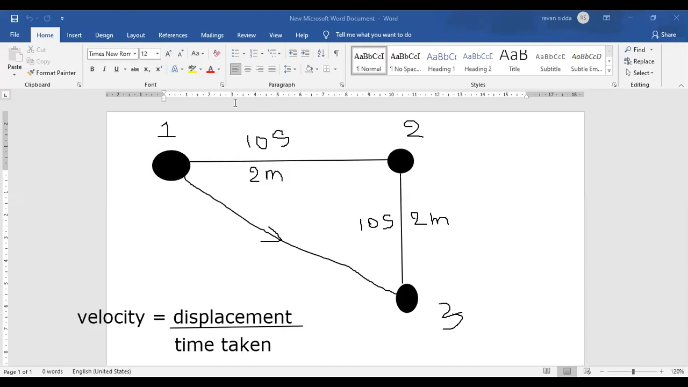Displacement per time, in the sense you need to measure the distance from the first starting position to the last position. You can measure the distance with the help of a tape. Otherwise, with the help of the Pythagoras theorem, you can measure the distance. Understood, everyone? So velocity is nothing but displacement per time.